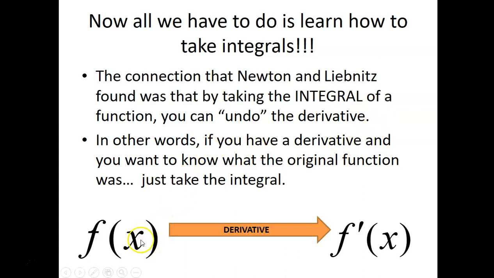If you have a function and you take its derivative, you get f prime. If you have f prime and you take its integral, you get f of x back. They undo one another. So we've got to learn how to take integrals. We learned how to take derivatives. We learned how to go this way. Now we've got to go backwards.